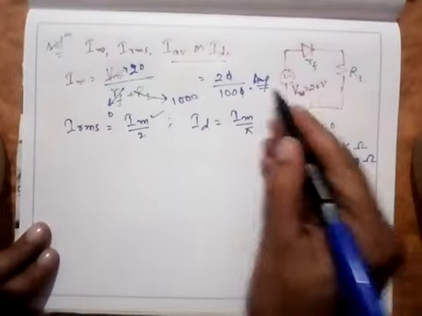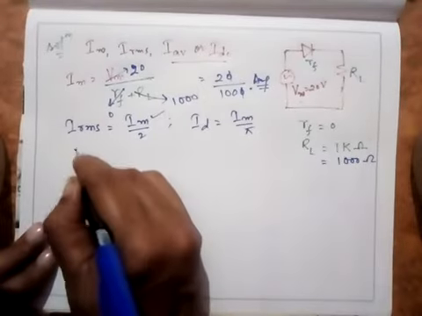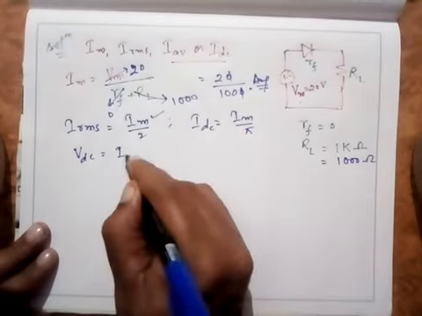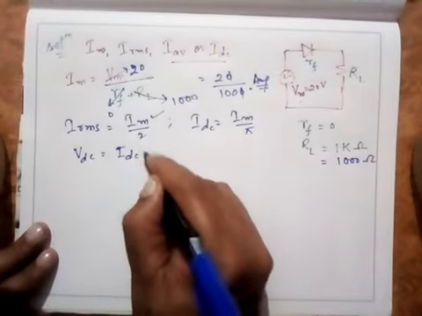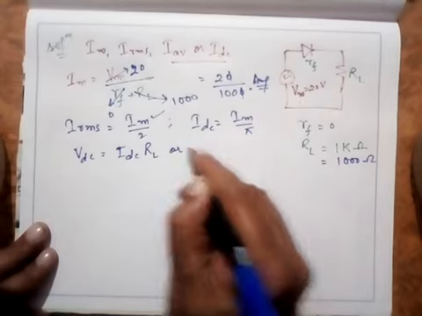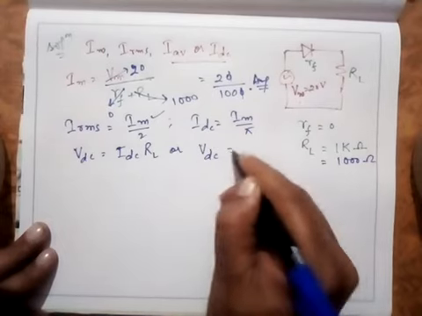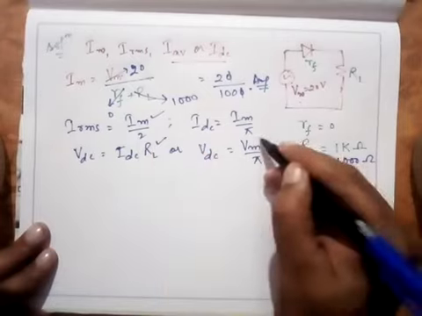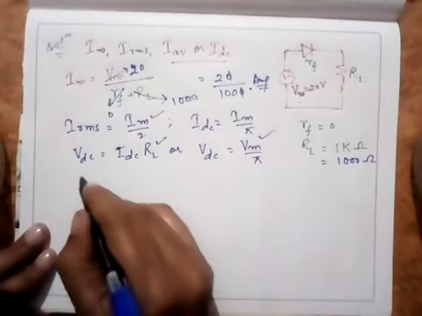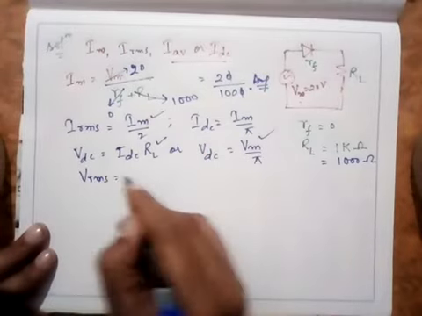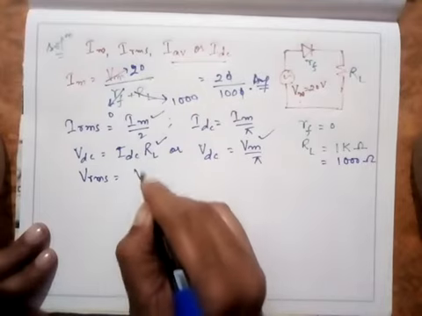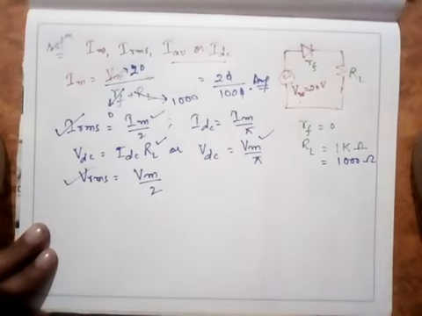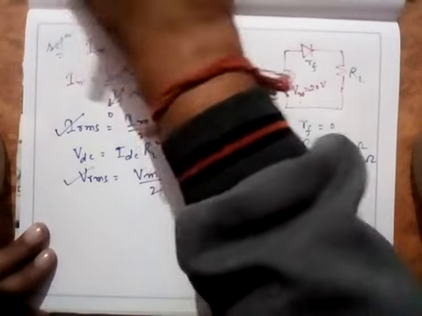Second part, Vm, VDC and Vrms. Vm is already known. What is VDC? It is equal to IDC into RL. Either you find it this way, IDC into RL, or I can say that VDC is equal to Vm by pi. Either way, it is the same thing. Then Vrms will be Vm by 2. If Irms is Im by 2, then Vrms is Vm by 2. I hope this is clear to you.